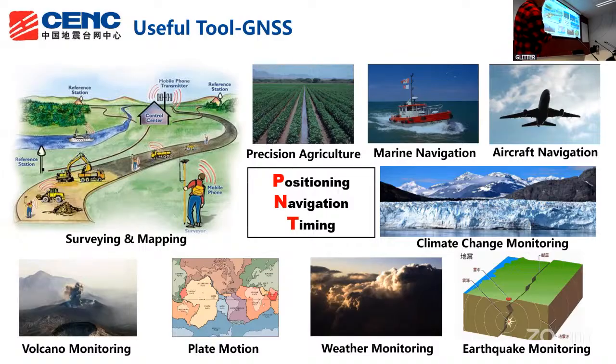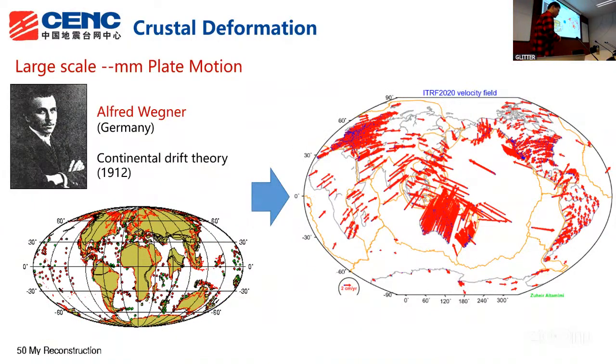First is engineering, for surveying and mapping, and now, especially in Europe and America, we use the GNSS for precision agriculture with nobody working on it, and also marine navigation and aircraft navigation. For natural hazards, we also use the GNSS to monitor volcanoes, plate motion, and weather forecasting, and I focus on earthquake monitoring and plate motion. Yeah. So now it's my primary research.